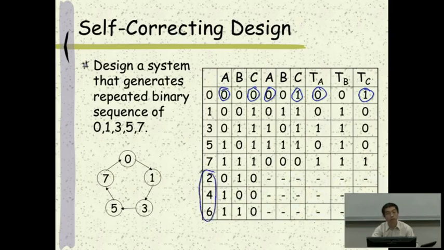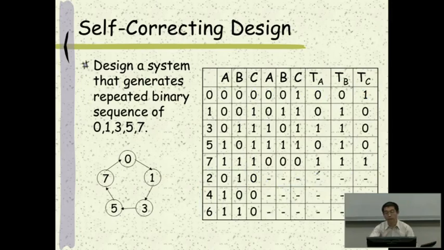However, what happens with these 3 other cases? The states 2, 4, 6. For 2, A happens to be 0, B happens to be 1, C happens to be 0. That is the binary 2. In this case, the system doesn't specify what will be the next state. So this is what we will consider as don't cares. Because the next state is a don't care, the flip-flop input function will also be don't cares.